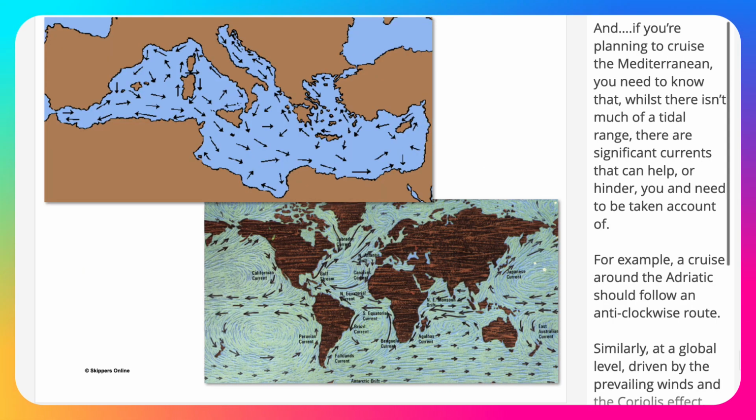And if you're planning to cruise the Mediterranean, you need to know that, whilst there isn't much of a tidal range, there are significant currents that can help or hinder you and need to be taken account of. For example, a cruise around the Adriatic should follow an anti-clockwise route. Similarly, at a global level, driven by the prevailing winds and the Coriolis effect, there are major ocean currents, such as the Gulf Stream and the Agulhas current off the Eastern Cape, that can run at up to 4 knots, which is not only a significant factor in passage planning, but can create very nasty or dangerous conditions for even the largest of ships.